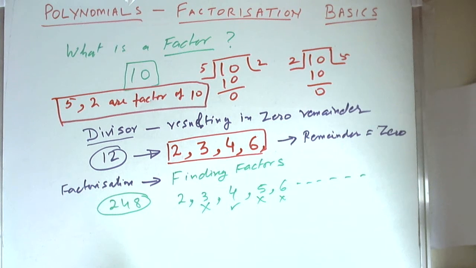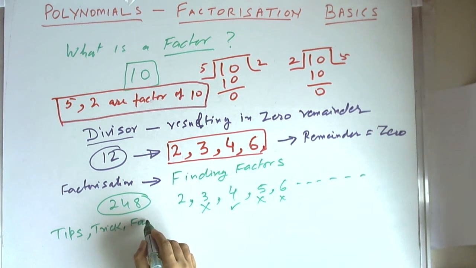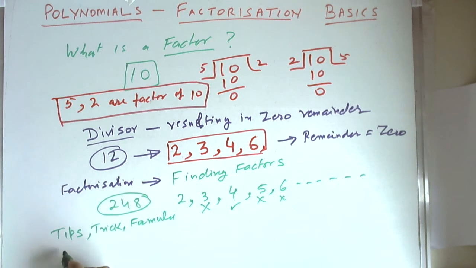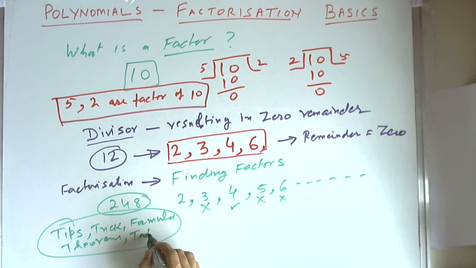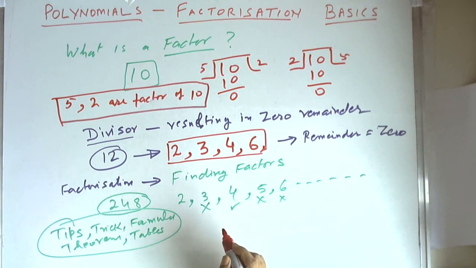So how do we address this problem? We take help of some tips, tricks, formulas and theorems. All these things come to our help, and also our knowledge of tables. And more important than all these things is our general confidence in trying out.